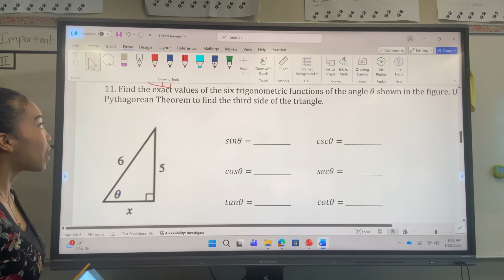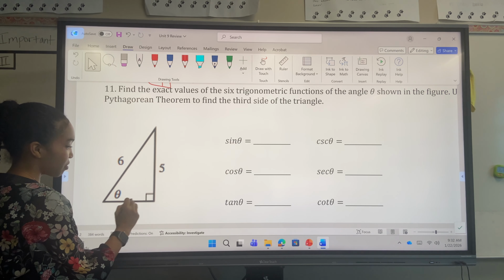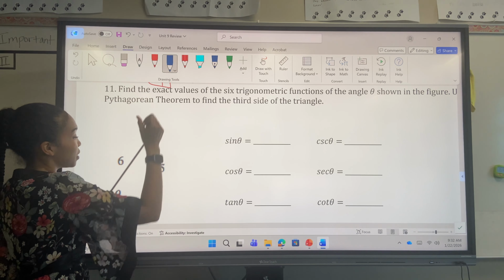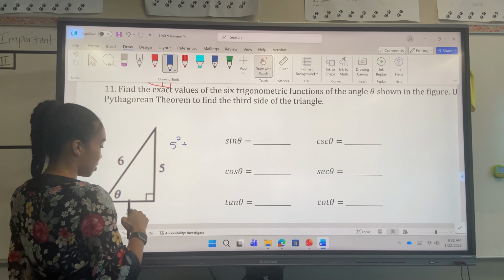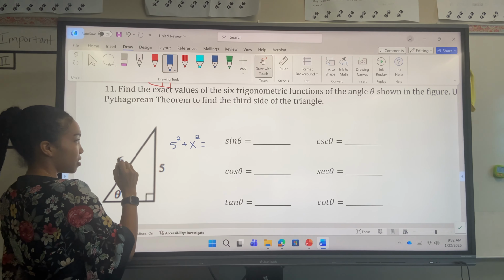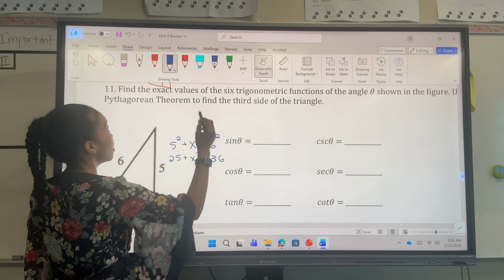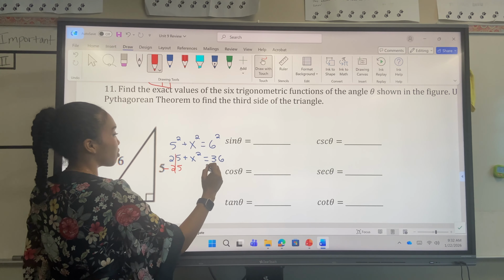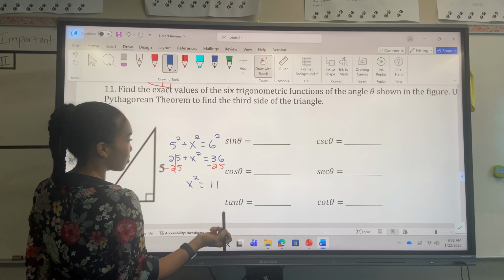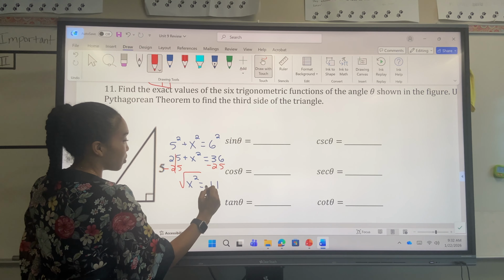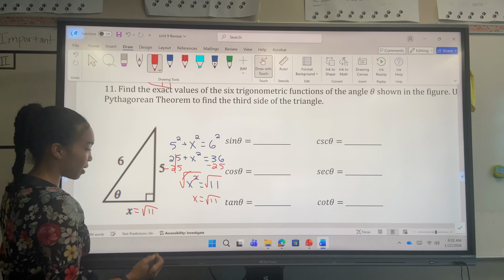Okay, so find the exact values of the 6 trigonometric functions. So I have this angle right here. I need to find this missing leg. So I'm going to use Pythagorean theorem first to find this missing side. So I know that 5 squared plus this missing side squared is equal to 6 squared. So this is 25 plus x squared equals 36. You're going to subtract 25 from both sides. So you get x squared is equal to 11. Then you take the square root of both sides. So x is equal to the square root of 11.